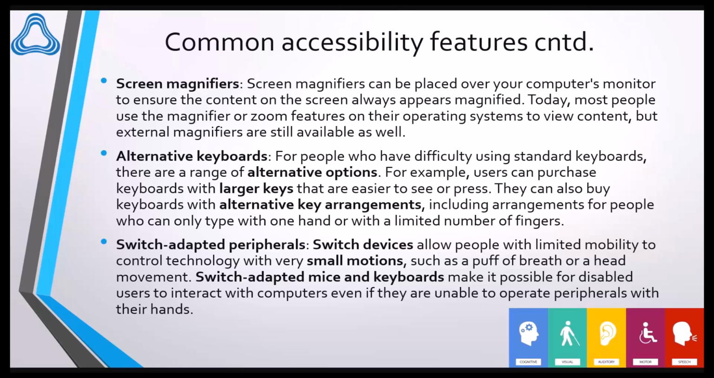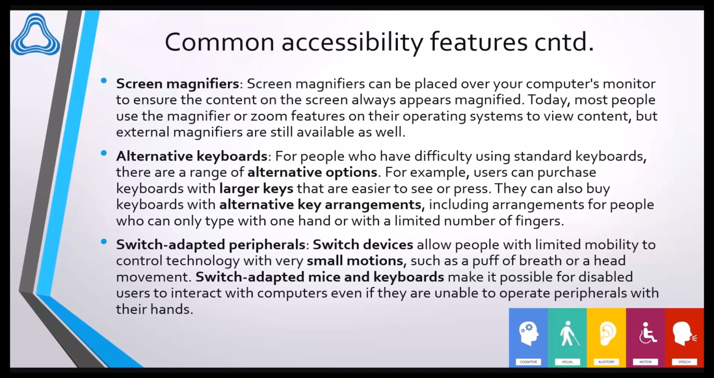We have the switch adapted peripherals. Now, switch devices allow people with limited mobility to control technology with very small motions, such as maybe a puff or a breath or a head movement. Switch adapted mice and keyboards make it possible for disabled users to interact with computers, even if they are unable to operate peripherals with their hands.